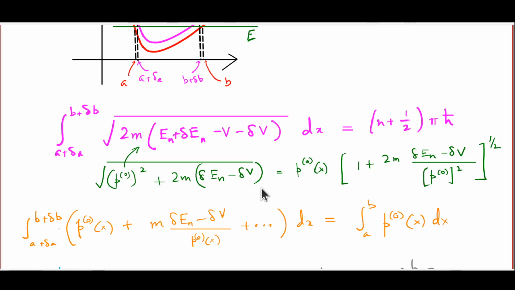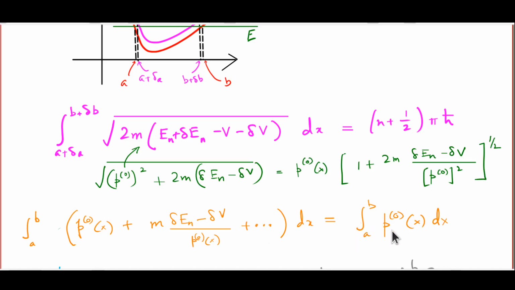If you do that, the left hand side is essentially going to be, you can actually ignore the delta A and delta B here. We have already argued that there will be no effect because of that. It's going to be P0x into 1, the first order term in the binomial expansion, plus m into delta En minus delta V by P0x plus higher order terms, integrated from A to B, is equal to n plus half pi h cross, which is also the value of P0x dx integrated from A to B. This is nothing but the Bohr-Sommerfeld quantization principle applied to the unperturbed situation.